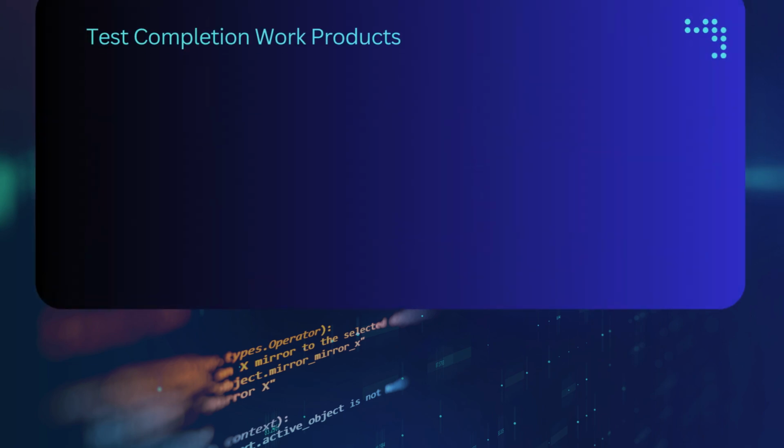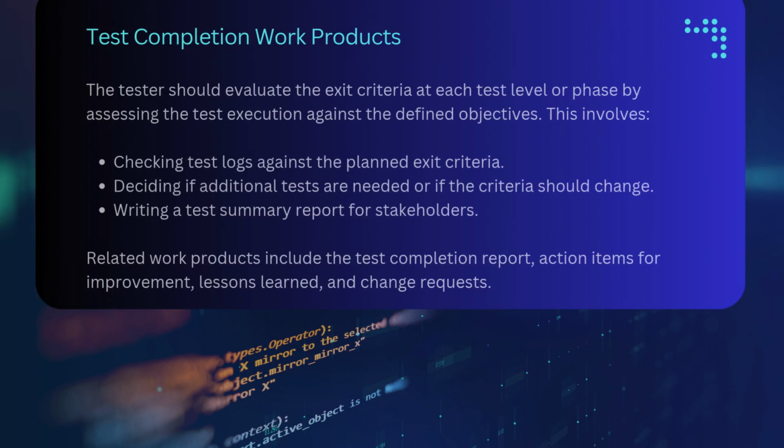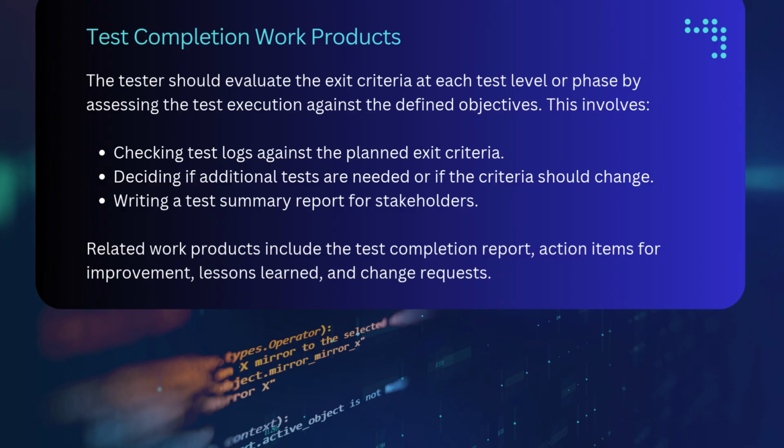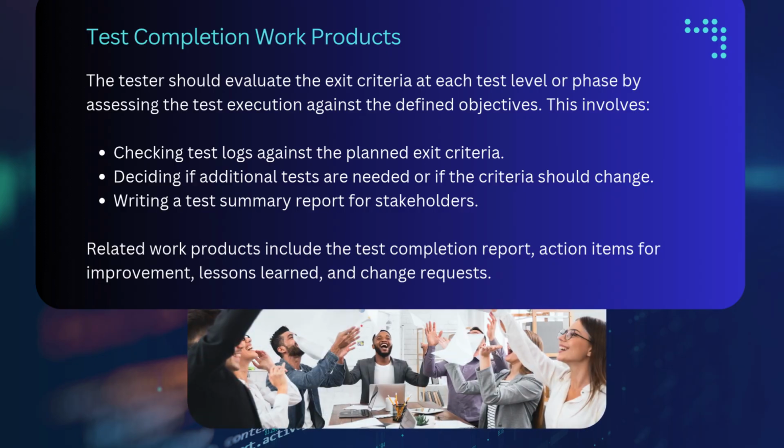Test completion work products. The tester should evaluate the exit criteria at each test level or phase by assessing the test execution against the defined objectives. This involves checking test logs against the planned exit criteria, deciding if additional tests are needed or if the criteria should change, and writing a test summary report for stakeholders. Related work products include the test completion report, action items for improvement, lessons learned, and change requests.